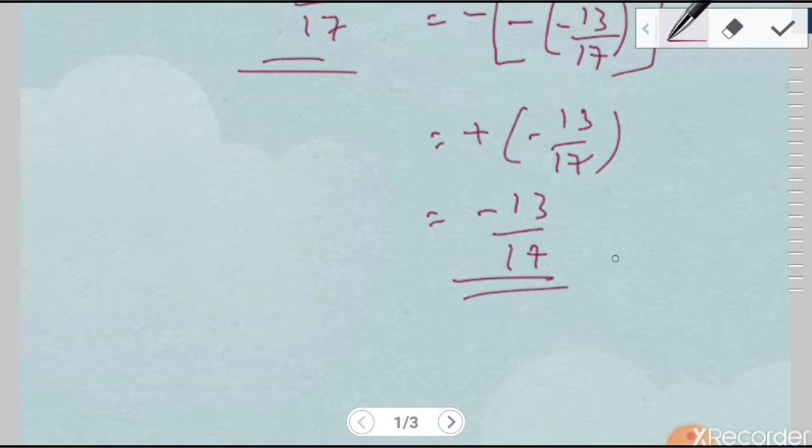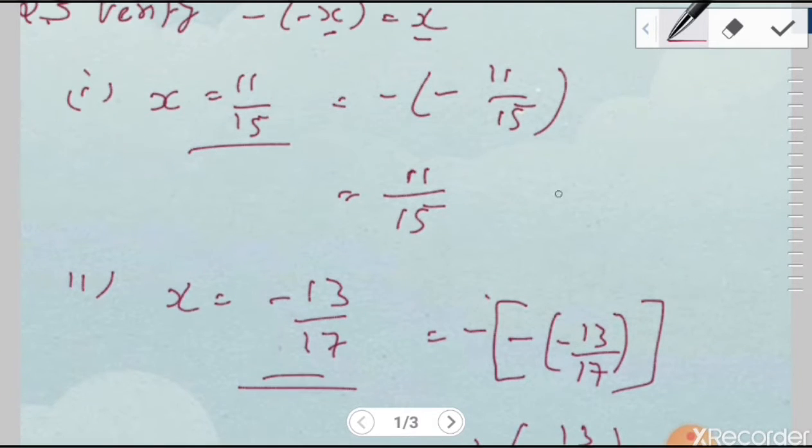So here we will write verified, they also verified.